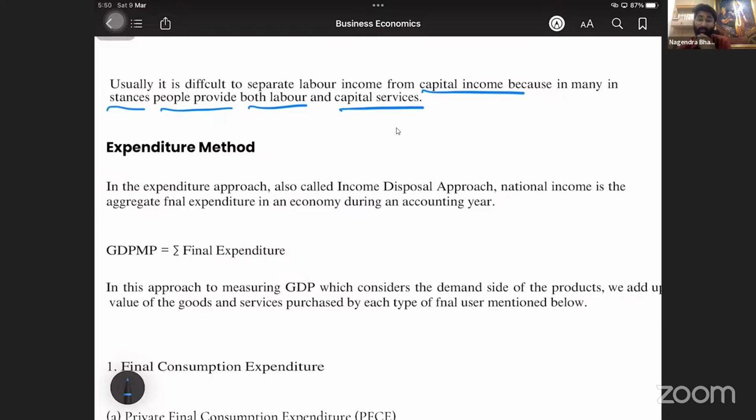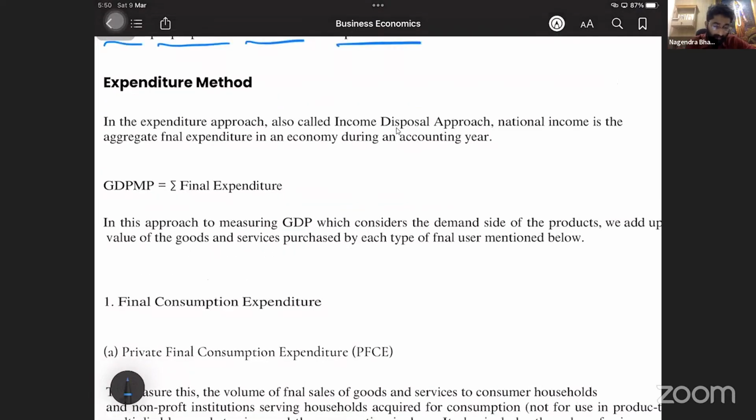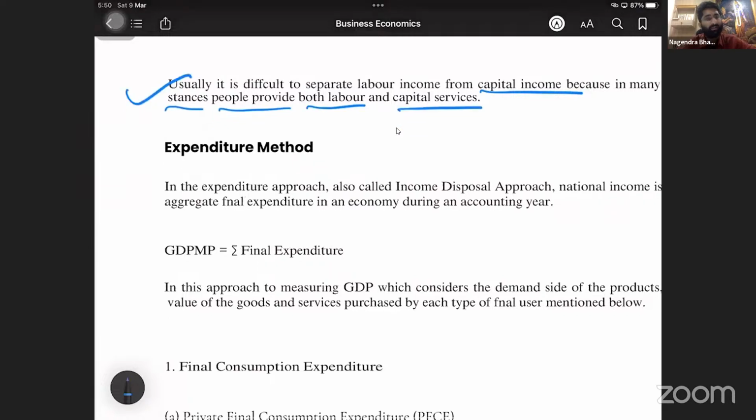If I get some profit, is this profit for capital or for my labor, sir? Can I differentiate this? Not possible. I did invest and I myself work here. So whether it is income for capital or income for my labor, in many instances I cannot bifurcate. Usually it is difficult to separate it. So this is one drawback here.